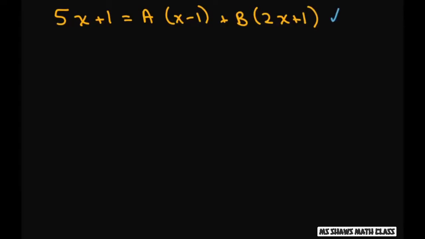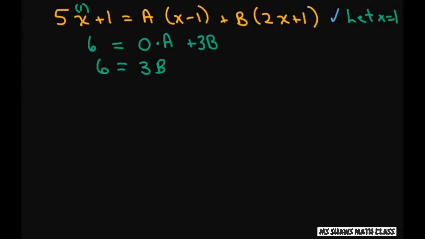What we can do is say, well, let x equal 1. Now, if x is 1, you're going to get 5 times 1, substituting the 1 here. This is going to be 6 equals 0 times a, so the a goes away. And then you'd have b times 3, so that would be 3b. Therefore, you get 3b equals 6, and then b would equal 2 like we got before.